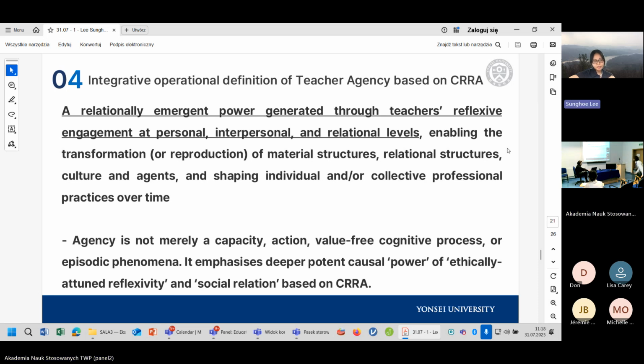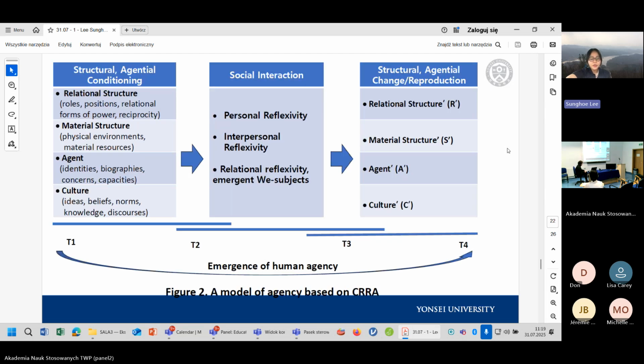Therefore, agency is not just personal capacity, cognition, or an episodic phenomenon. Under CRRA, this study reconceptualized agency as a relationally emergent power rooted in reflexive engagements at multiple layers of social reality: at the personal, interpersonal, and relational level. Consequently, in the refined model, personal, interpersonal, and relational reflexivity and the emergent we subject are explicated as distinct causal mechanisms, unpacking not merely what agency is, but how and why it emerges.